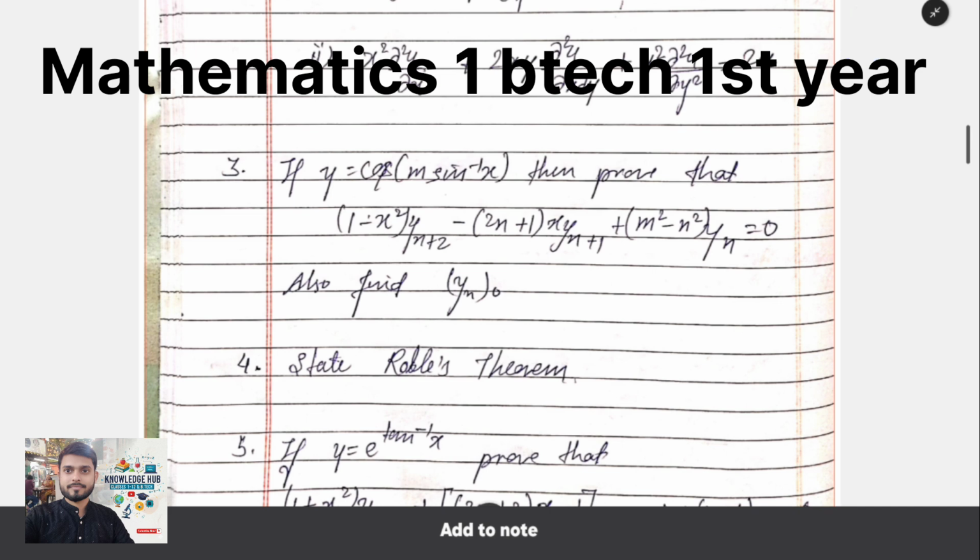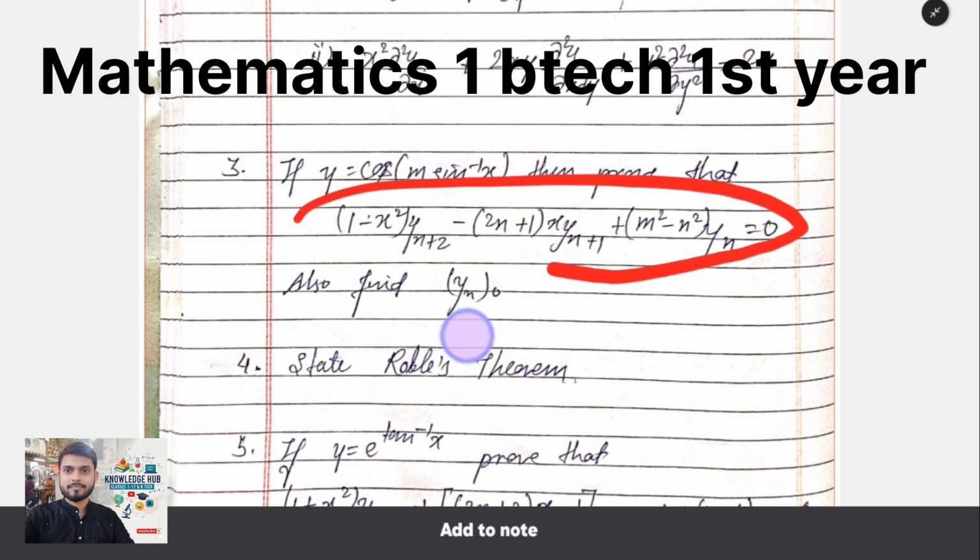Now the third question is if y is equal to cos(m sin inverse x), then prove that this is equal to 0 and also find yn at x equal to 0. This is a very lengthy question. If you try it 2 or 3 times, then you can solve this question very easily.